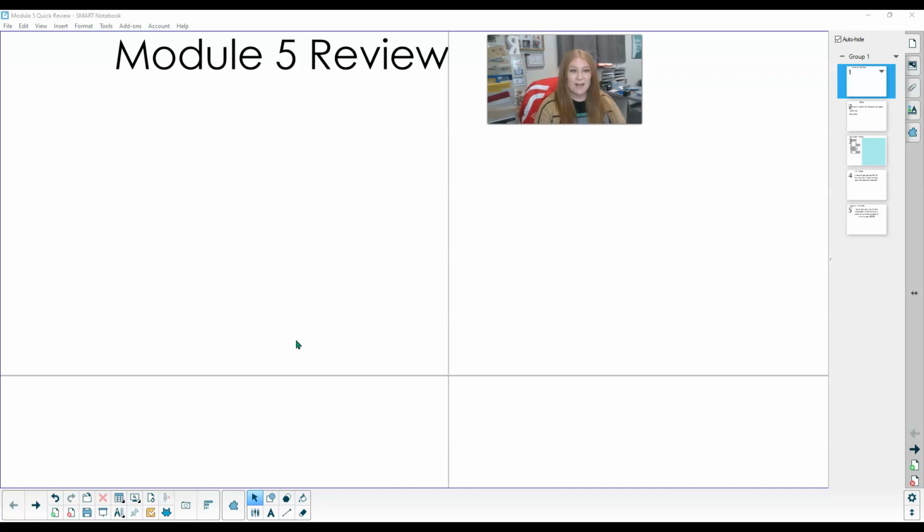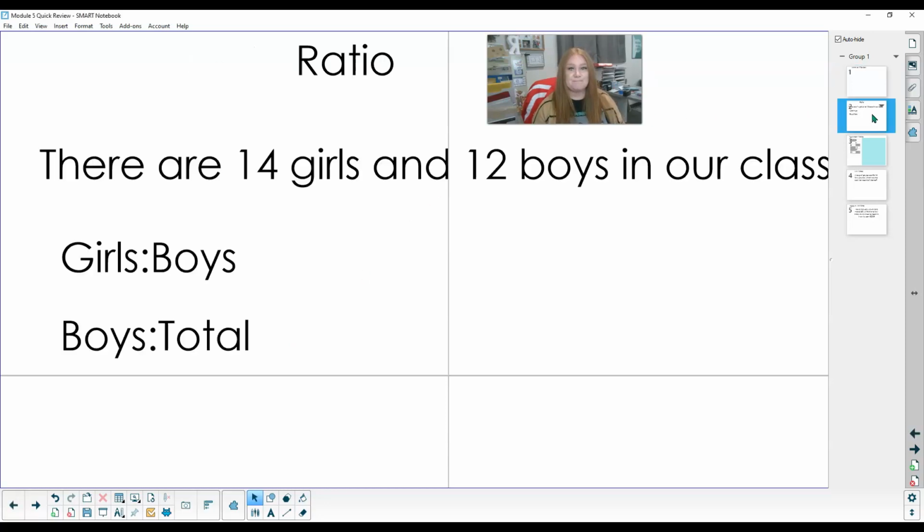For our Module 5 test, we have 4 main parts. So we have writing a ratio, finding equivalent ratios, then using those ratios to find a unit rate, and then applying the unit rate. So 4 parts will be on our test. So let's take a look at an example of each part of the test.